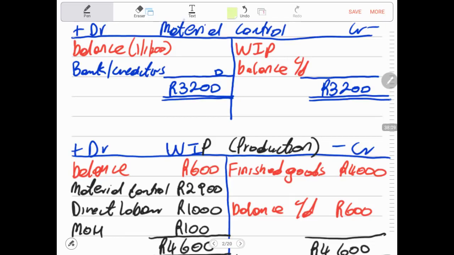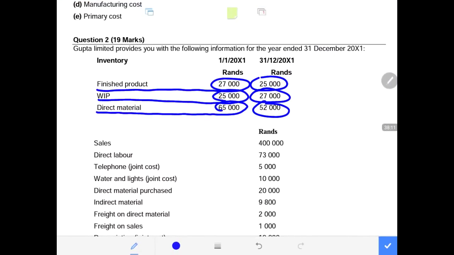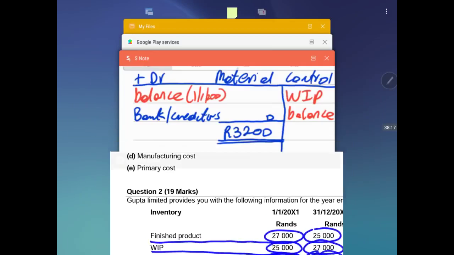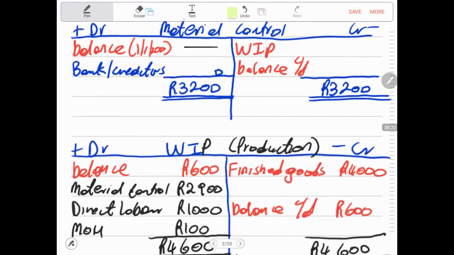As I said to you, the type of material that is normally first is the raw material. Direct material opening 65,000, closing 52,000. So now we have opening of material 65,000, closing of raw material 52,000. Remember, ledger accounts are not required for you to do in the exam unless stated otherwise. At first year level, normally you'll not be required to do the ledger accounts.